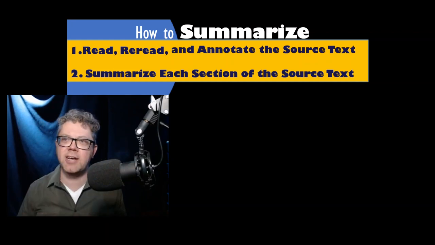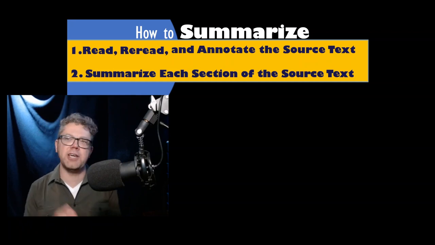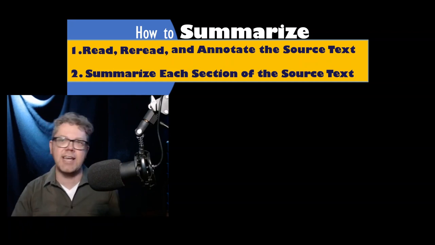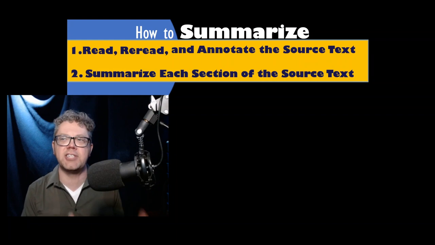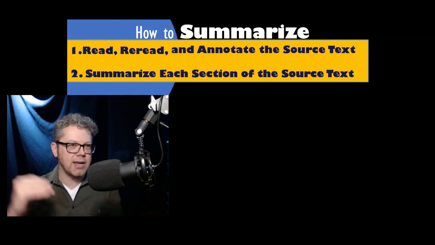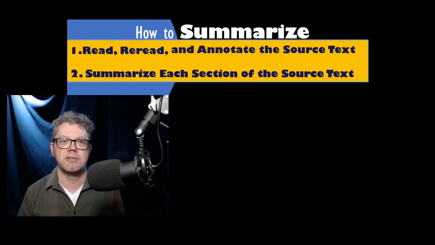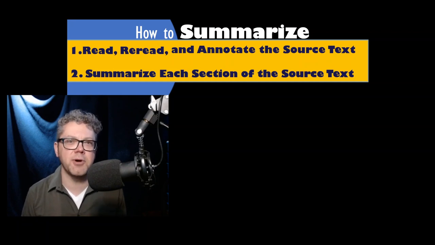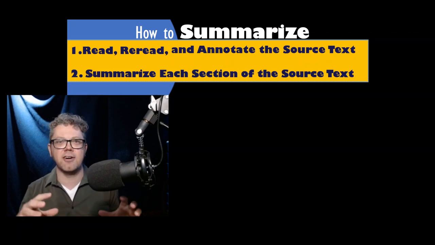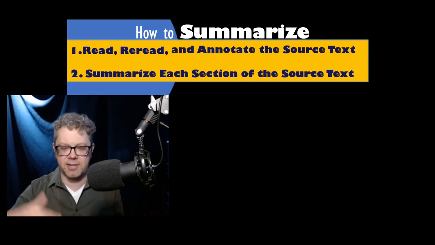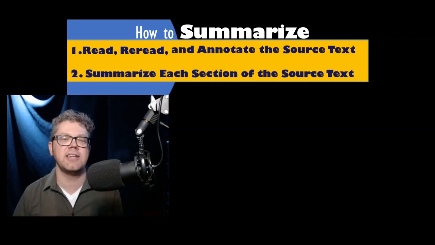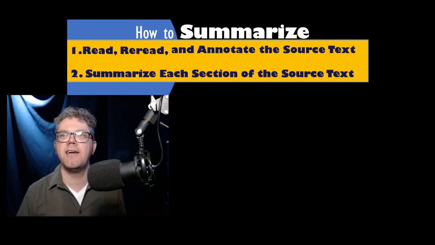All right, then we summarize each section of the source text. So we read, we reread, we annotate the source text. Now we summarize each section of the source text. Break it up into its sections. Sometimes articles are broken up for us. Those sections are laid out for us. They have, you know, little subheaders. You do not need to do this for your papers, by the way.